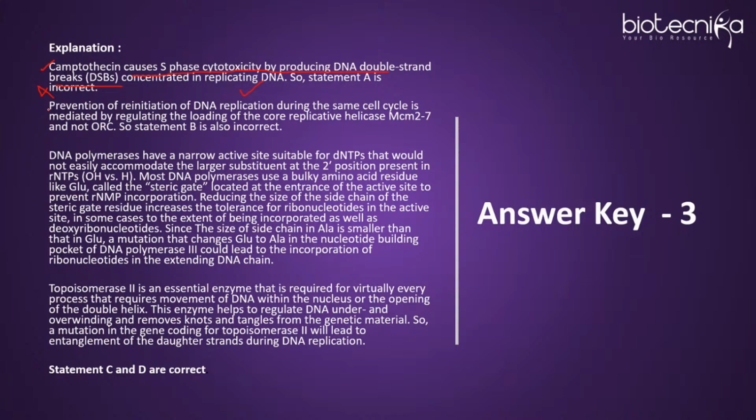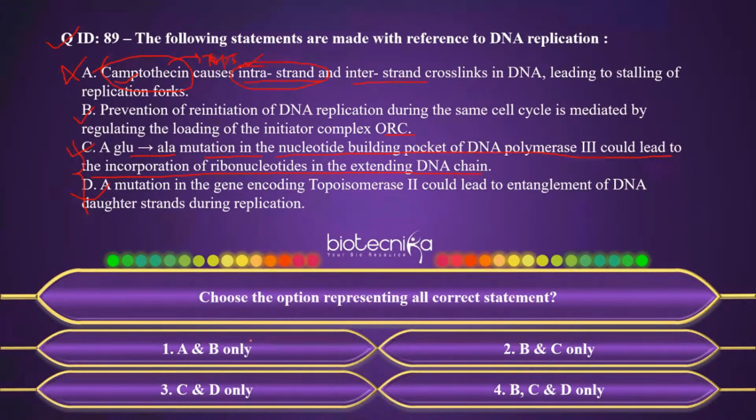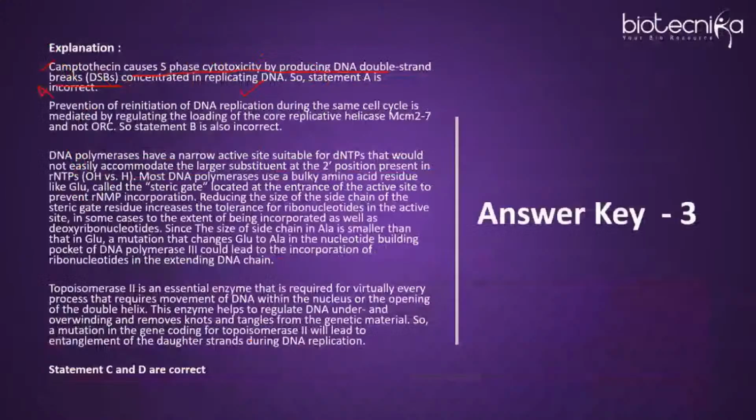Coming to the second statement, it says the prevention of the reinitiation of DNA replication during the same cell cycle is mediated by regulating the loading of the initiator complex ORC. But it is written here that the prevention of the reinitiation of DNA replication during the same cell cycle is mediated by regulating the loading of the core replicative helicase. So this core replicative helicase is basically responsible, not the ORC, for preventing the reinitiation of DNA replication, right? So statement B is incorrect here.